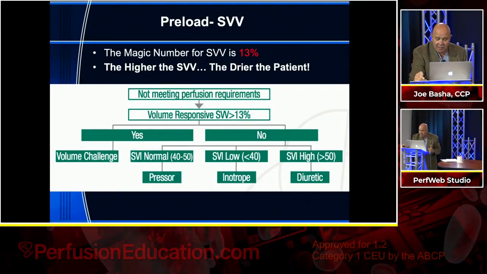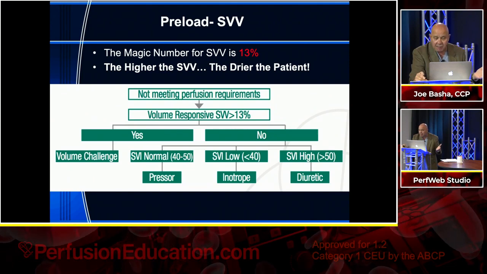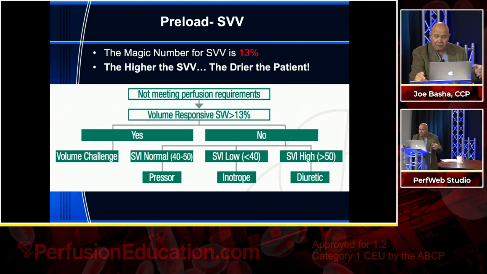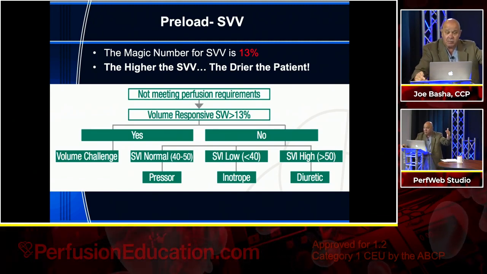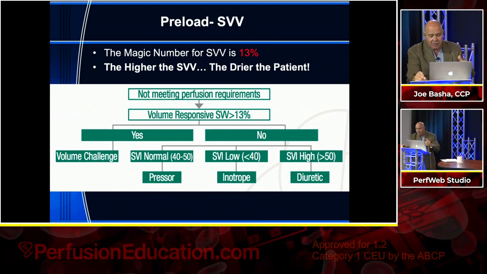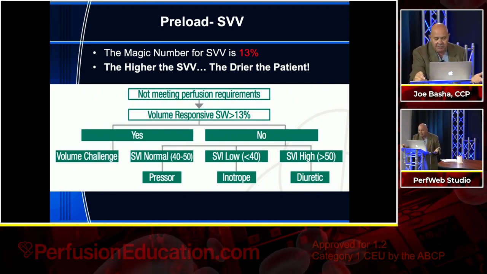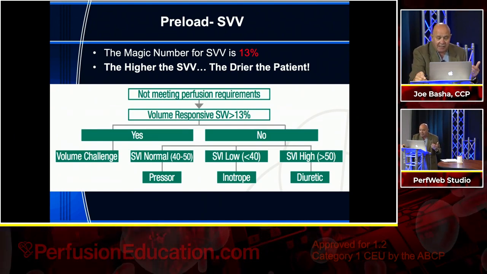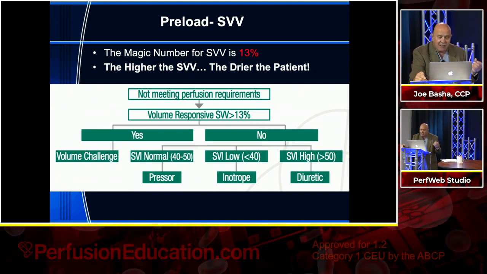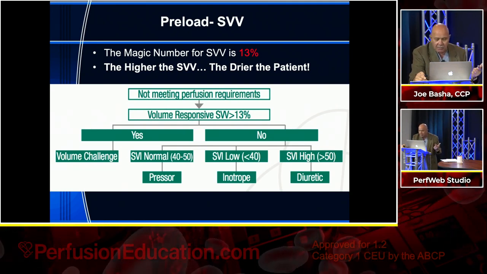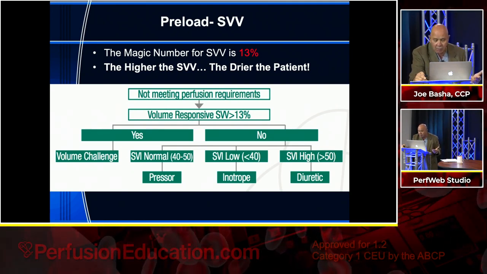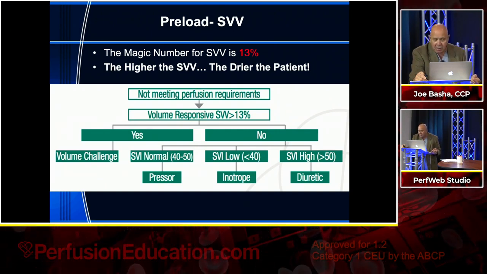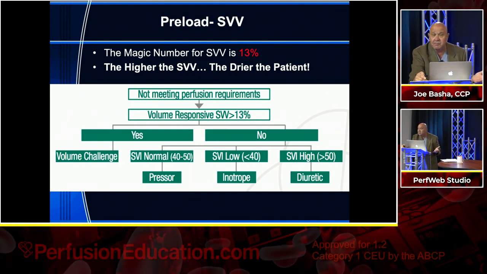So here we are with stroke volume variation. The magic number is 13. The higher the stroke volume variation, so 13, 15, 18, 20, 22, 25, the drier the patient. And here it tells you, if it is in fact greater than 13%, and the answer is yes, on the left side, you give volume challenges. If it's no, then you do inotropes, pressors, or even diuretics, because you may just be too full.